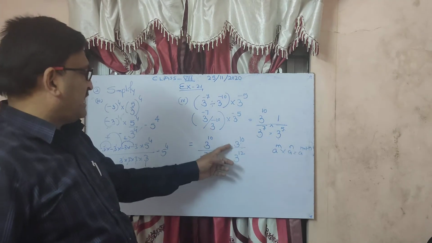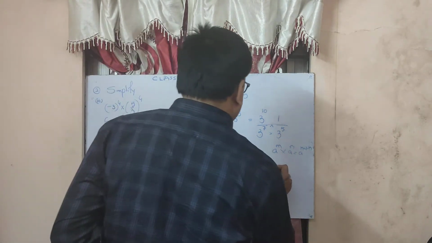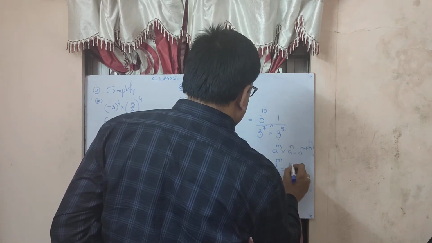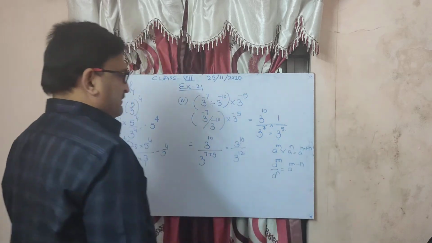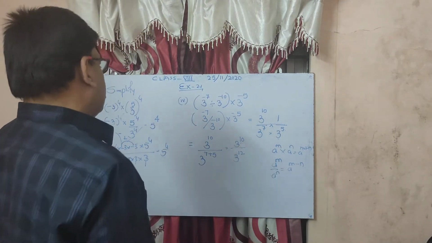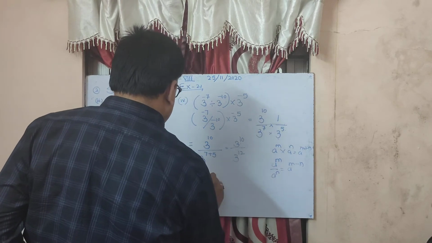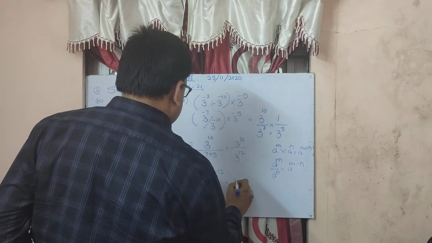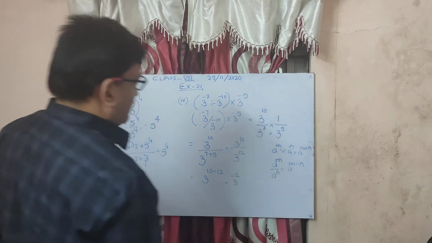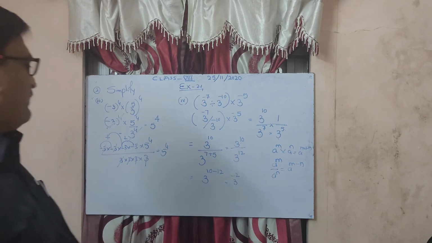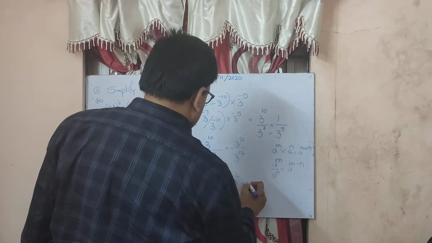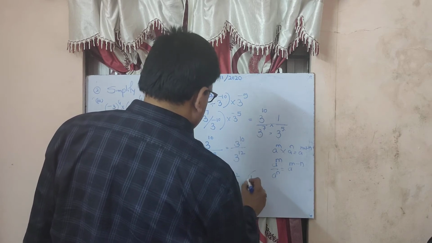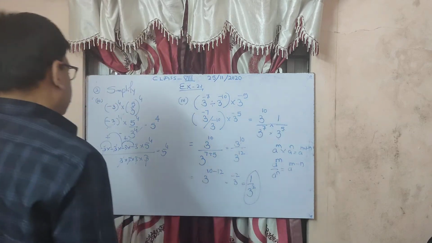Now you know another formula, a to the power m divided by a to the power n is equal to a to the power m minus n. So according to that formula, 3 to the power 10 minus 12, so 3 to the power minus 2. But what is the requirement? The power should be positive. To make it positive, what you have to do? Bring it to the denominator. So this is the answer.